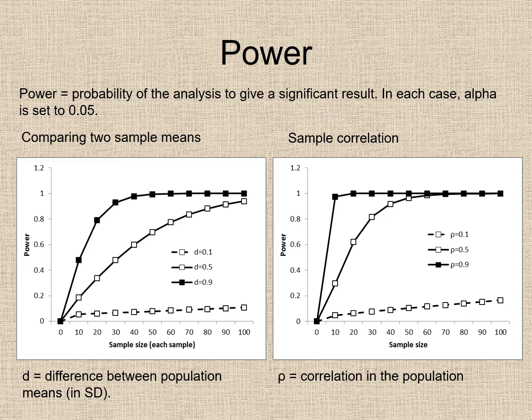However, with a true correlation of 0.5 in the population, the power is much higher. And with 0.9, it's almost 100% already with 20 persons in the sample. So what these plots show is that the power is a function both of sample size and of how strong the true effect is, how large the true difference between population means is, or how strong the true correlation in the population is.